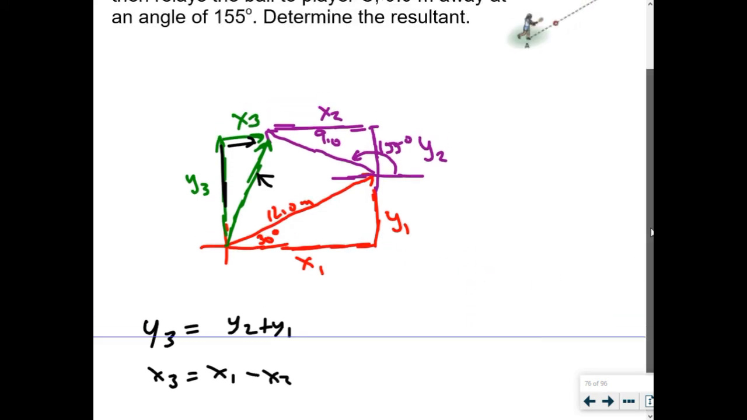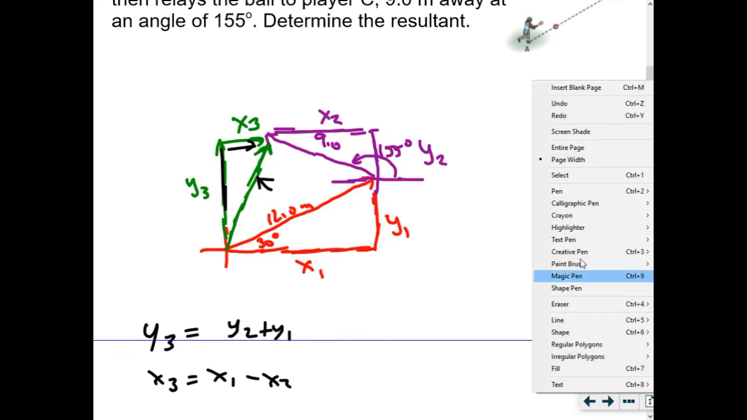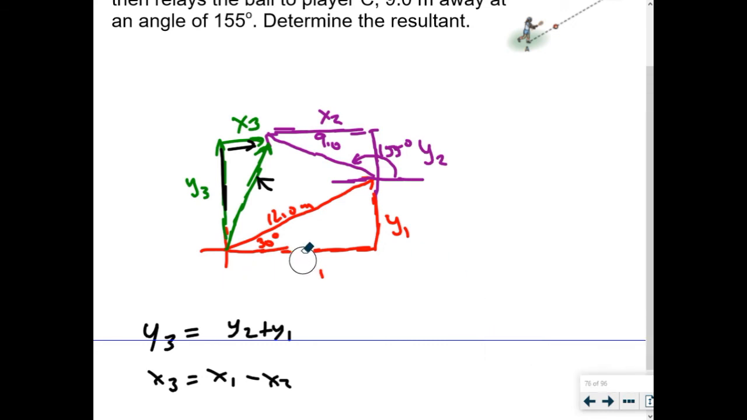So what I want to do now is just erase most of the unnecessary work on here. And I'll show you how to use the cosine law because it is much quicker. And look, you don't have to do it this way.